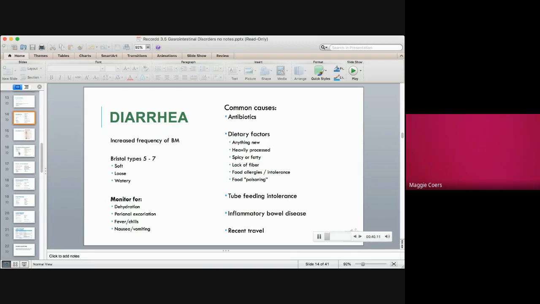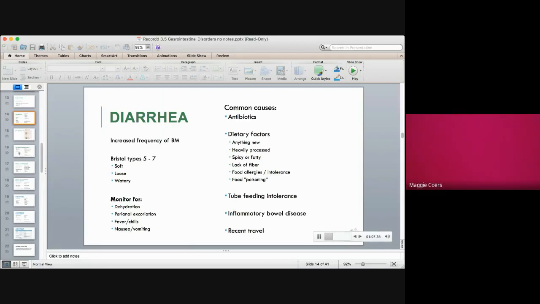Okay, so to quantify the diarrhea, there's a stool chart that we use that's called the Bristol stool chart, and it lists 7 different types of stools in terms of consistency. Type 1 stool is very hard, and type 7 is very watery. So any stool that is soft, loose, or watery, especially if it's more frequent than usual, can be considered diarrhea.